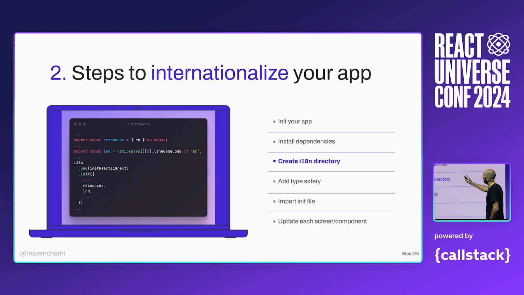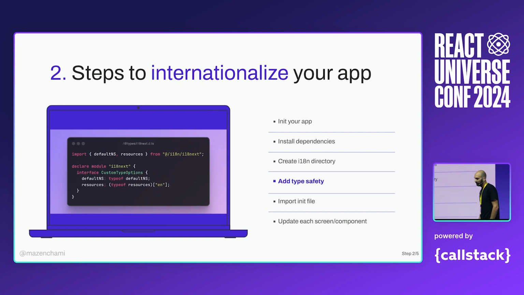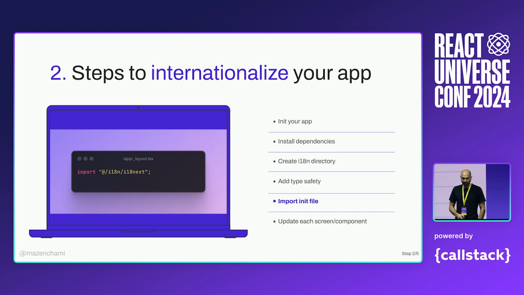And then we set up our init file. That's there. Our type safety. We always need to make sure we have that set up in there. And then we import our init file within our main layout. Since we're using Expo Router, we'll put this in our app layout file.